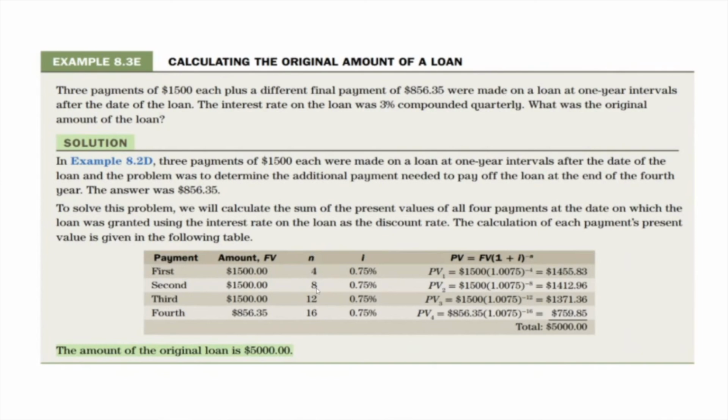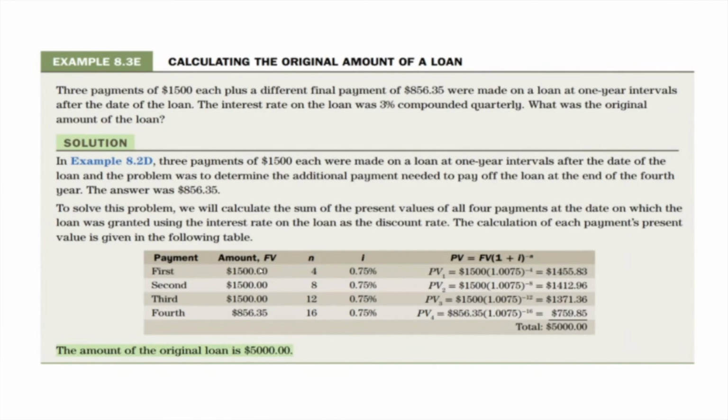The next was 2 years worth of, if we look at the timeline, this is year 1, year 2. There was another $1,500. Let's bring it back 2 years. Well, that's a total of 8 quarters. The third payment was 3 years, so that's a total of 12 quarters. And the final payment was in 4 years, which is 16 quarters, and that was $856.